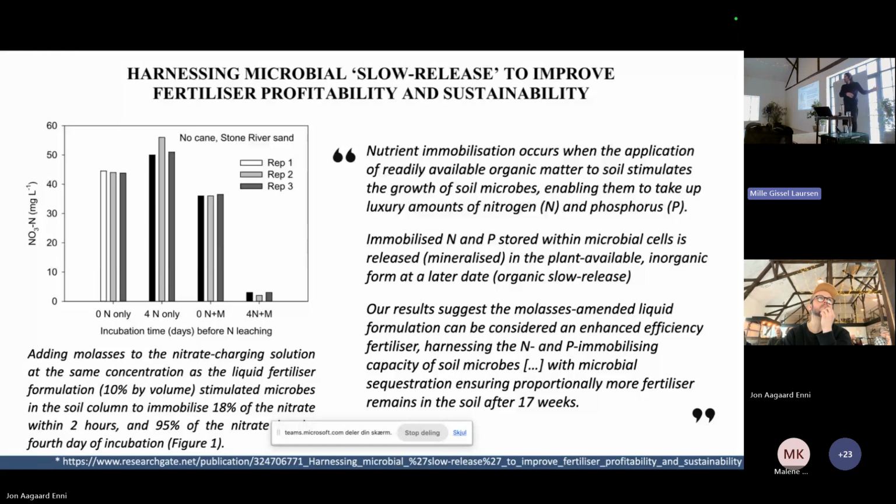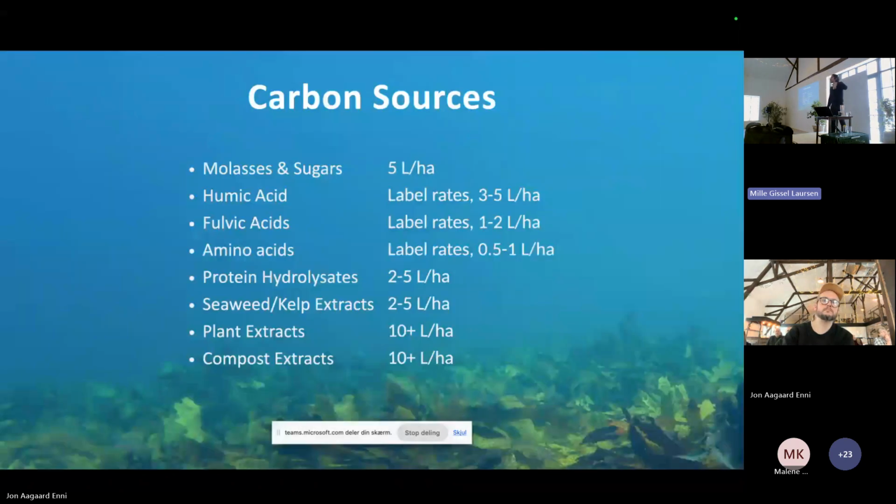Just add a carbon source to your fertilizers, and that will help to stimulate the bacteria to feed on those fertilizers and incorporate them into their bodies. And there are other carbon sources that we could use. Any of these types of things: your humic acids, your fulvic acids, we mentioned the aminos, proteins, seaweed, kelp, molasses, sugars, other plant extracts, you name it. Any of those are carbon sources that can do a similar job.